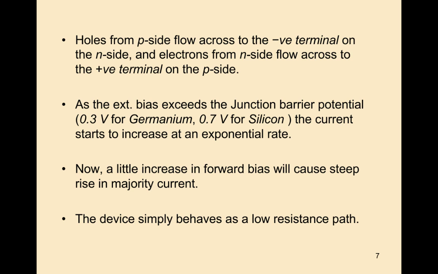The device simply behaves as a low resistance path. So let us see some features of a diode, what we observe when the diode is connected in forward bias. The first point is that it behaves as a low resistance path. When you connect a diode in forward biased mode, the diode behaves like a low resistor. This is the first feature.